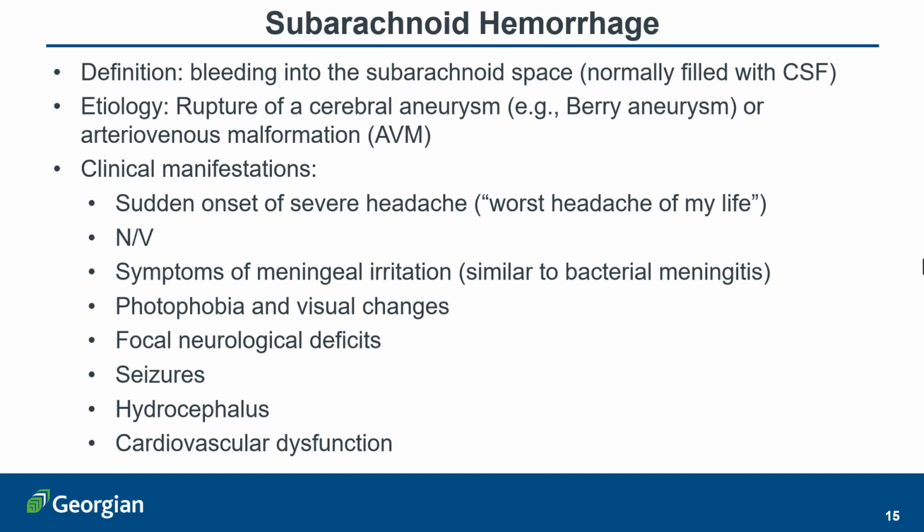The clinical manifestations of a subarachnoid hemorrhage are very different from those of an epidural hematoma or a subdural hematoma. The classic clinical manifestations are the sudden onset of an extremely severe headache, usually described as the worst headache of my life. Other clinical manifestations include nausea and vomiting, signs and symptoms of meningeal irritation, which are going to be similar to bacterial meningitis, which we'll be discussing shortly. For example, photophobia and visual changes that are classic in bacterial meningitis. There can also be other focal neurological deficits along with seizures, hydrocephalus, and cardiovascular dysfunction.